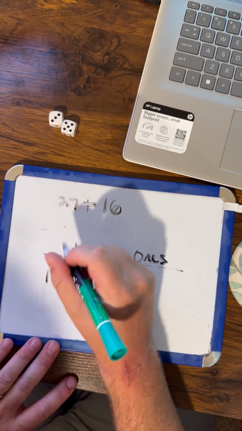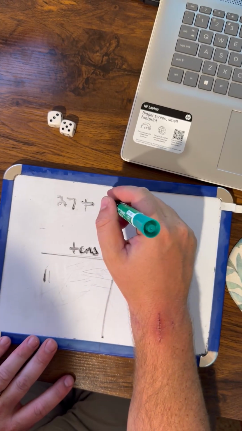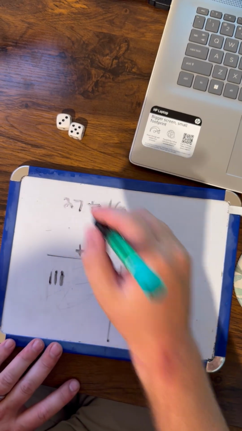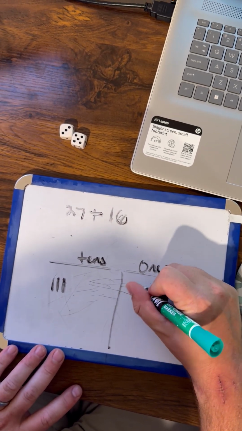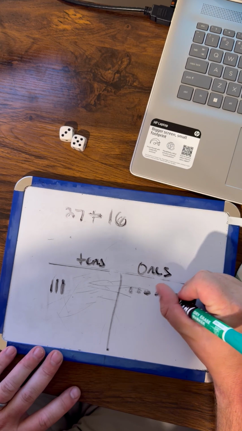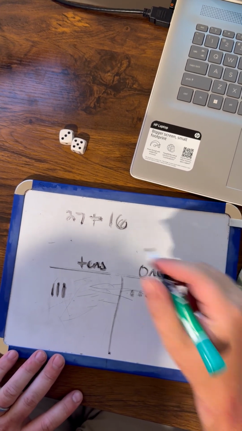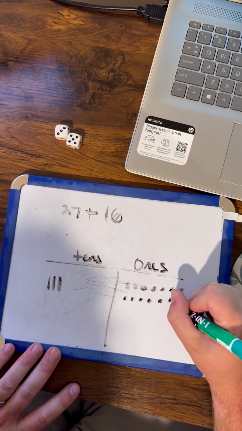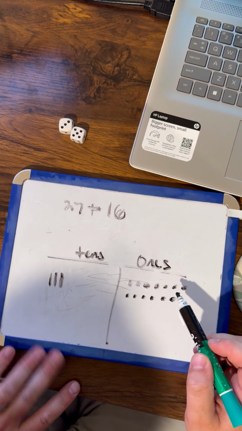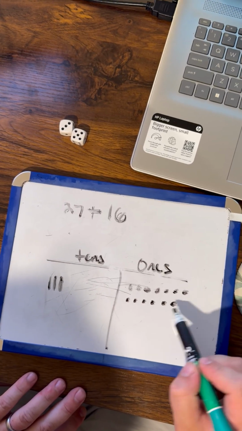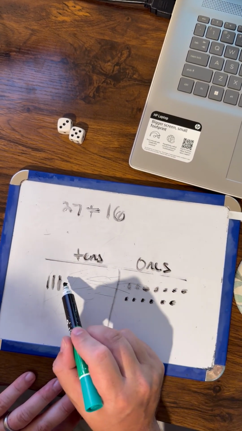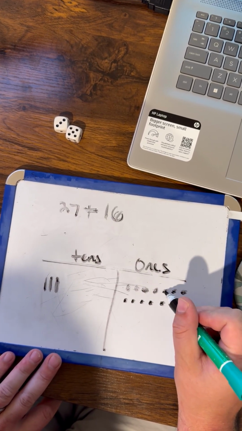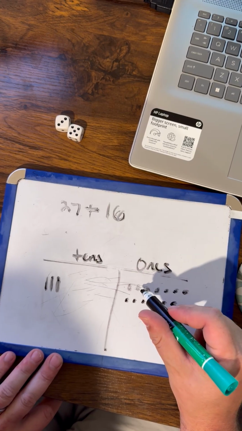So we see 1, 2 in the tens, and then I see another one in the tens. So there's 3 tens. And then I see 7: 1, 2, 3, 4, 5, 6, 7. And then I have 6: 1, 2, 3, 4, 5, 6. Well, we know from other problems and from before that once we get 10 ones, we can group that together and move those over here. So let's count. 1, 2, 3, 4, 5, 6, 7, 8, 9, 10.